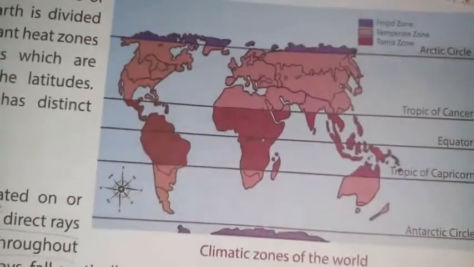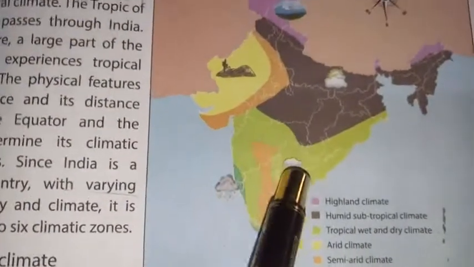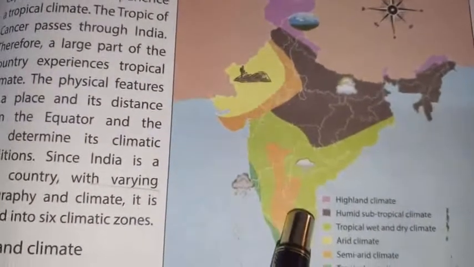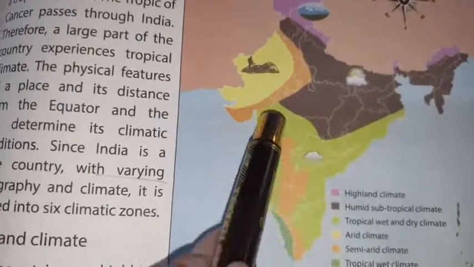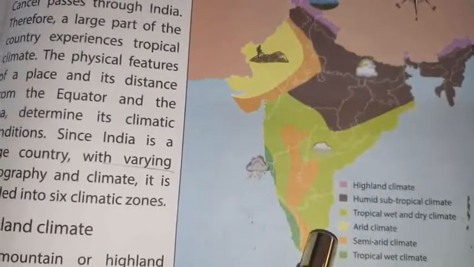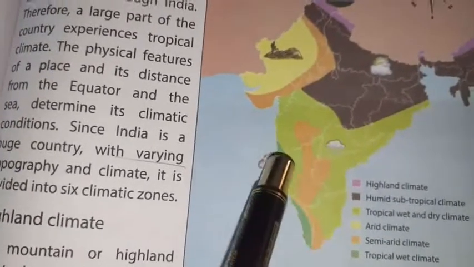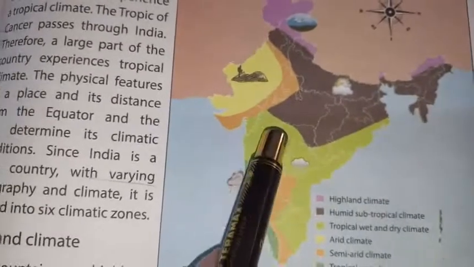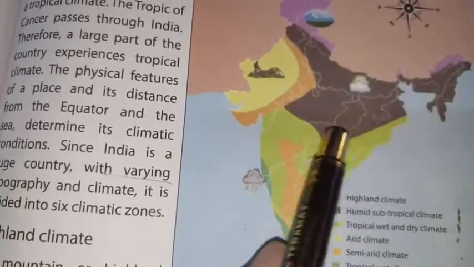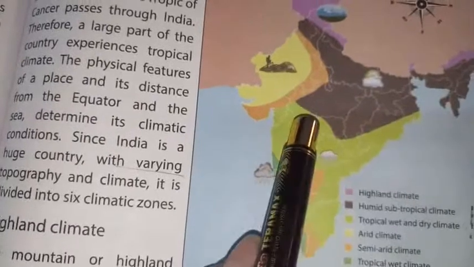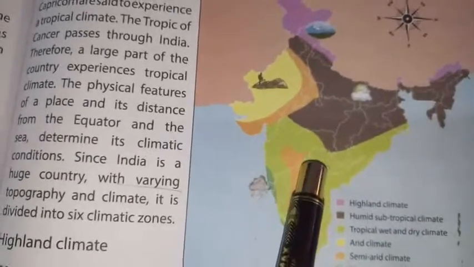Okay, see in the map of India, this light green portion experiences tropical wet climate. Okay, tropical wet and dry climate, and this one little bit green area this side, and this side is tropical wet climate. Okay, from here passes Tropic of Cancer as I shown you in the map.